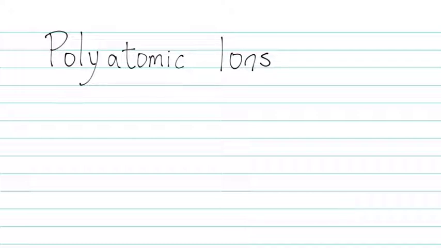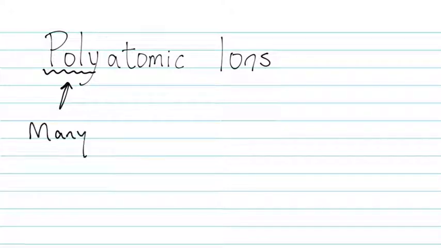These are polyatomic ions. Now, poly is a prefix. What does the prefix poly mean? Many. Good. So these are many, and then atomic just means atom. So many-atom ions are what we're looking at right here. So let's look at one of these on this list.